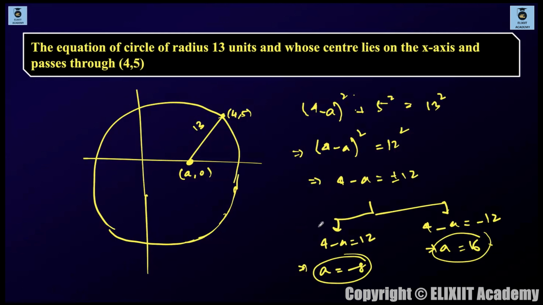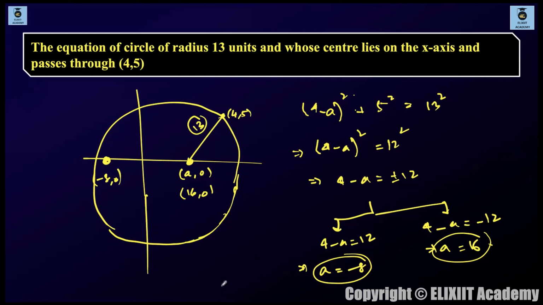One negative center is also possible. You have taken the center over here in the first quadrant. What if the center were on the negative side of the x-axis? The center could have been over here also. That is why one of the centers is (16, 0), and the second center is (minus 8, 0). That's why you're getting two centers. We have got the centers, and the radius is known to us, so you are supposed to get the two equations of the circle. So what's the first one?